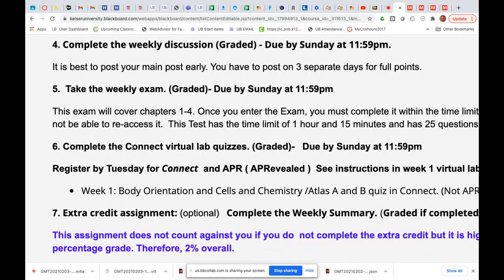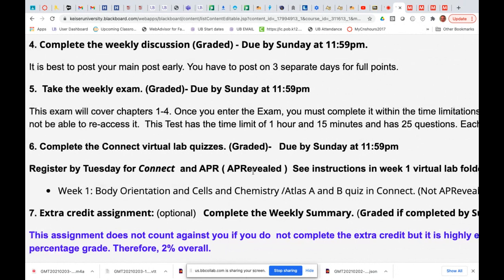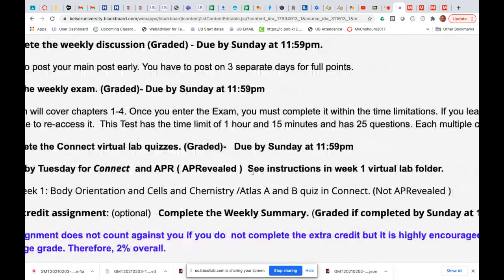I'll show you in a second about the lab quiz, where you'll find that. The lab quizzes are found in Connect. It'll say McGraw-Hill Connect. You want to register by Tuesday, by tomorrow, for Connect. The APR stands for Anatomy and Physiology Revealed. I'll show you what that looks like.